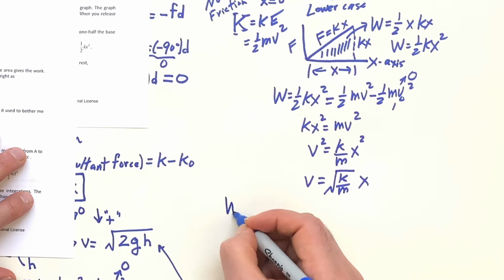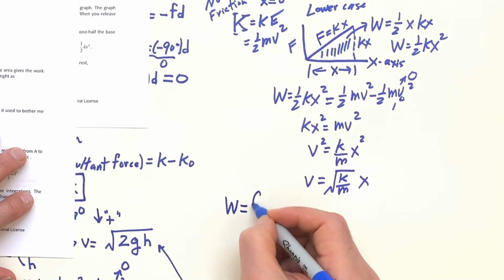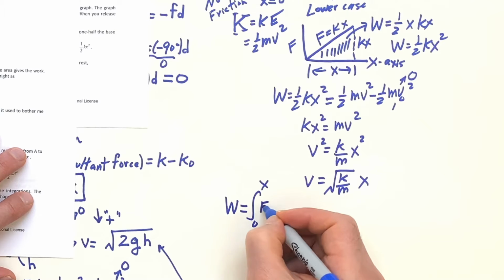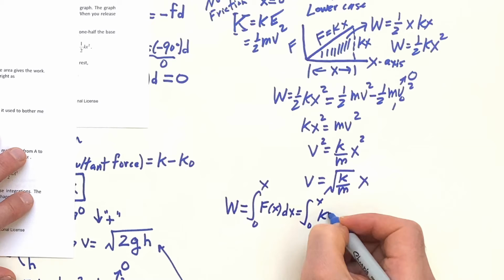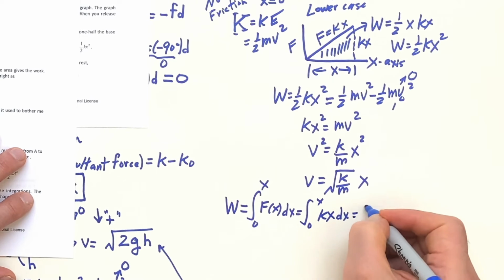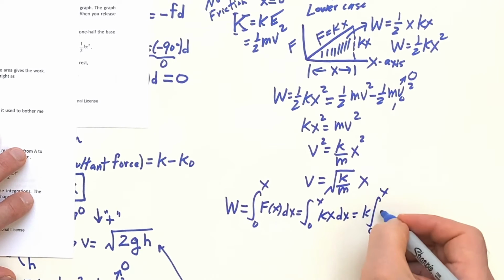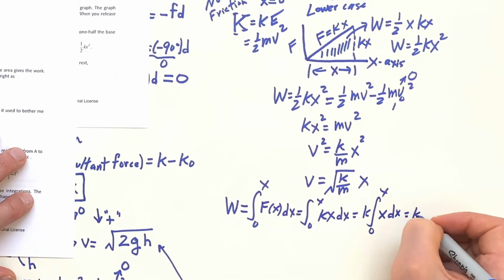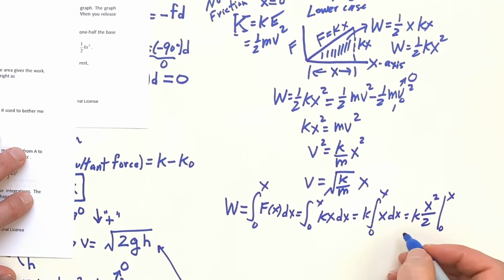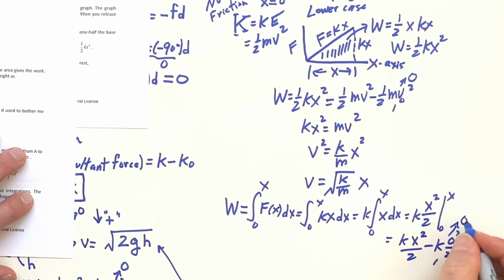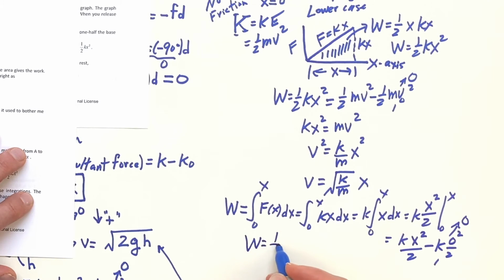Now with calculus, here's how we would do this area. We would go from 0 to x of F of x dx, which is the integral from 0 to x of kx dx. The constant can be pulled out. This is x dx, and the integral is x squared over 2, from 0 to x. That would be kx squared over 2 minus, when you put in 0, you get 0. So the work done is 1/2 kx squared.